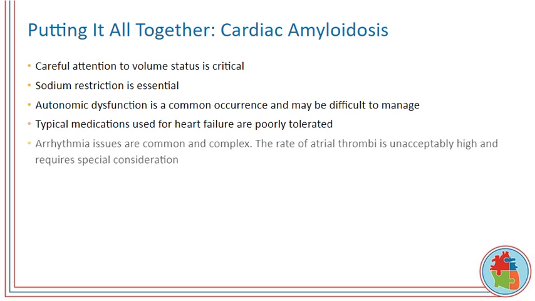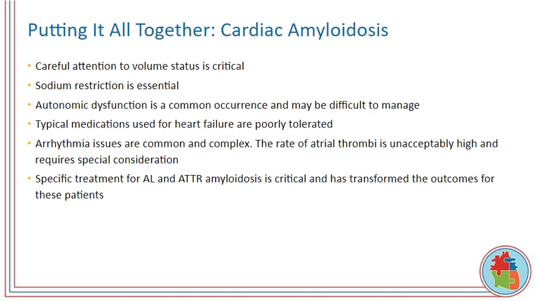As mentioned, the arrhythmia issues are complex. They're also very common, and the rate of atrial thrombus is unacceptably high and requires special consideration. And without a doubt, specific treatment for AL and ATTR amyloidosis is critical to really treat the underlying disease, and has led to improved outcomes for these patients.